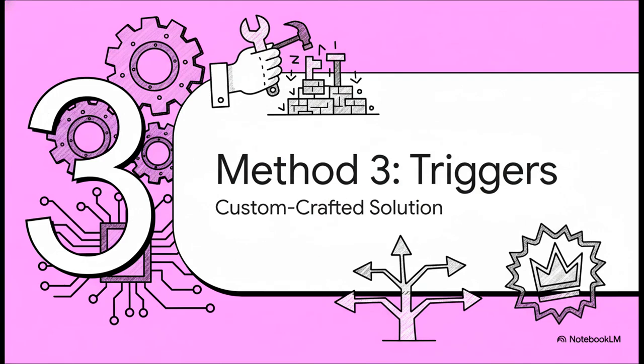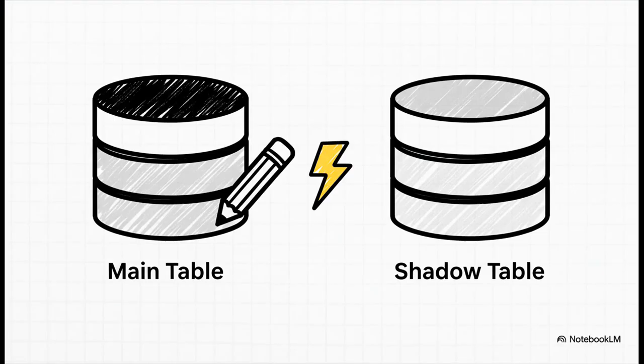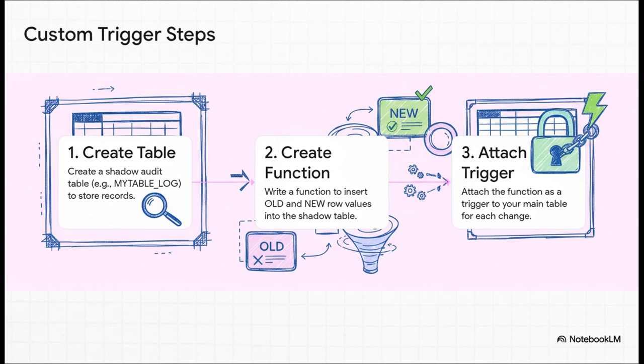All right, on to our third and final method, rolling up your sleeves and building it yourself with custom triggers. This is definitely the most flexible and powerful option, but it's also by far the most complex. The core idea here is actually pretty clever. For any table you want to audit, you create a second, parallel table, a shadow table if you will. Then you set up a trigger, which is just a special function that automatically runs every single time a row in your main table gets inserted, updated, or deleted, and it writes a detailed record of that change into your shadow table. So how's it work in practice?